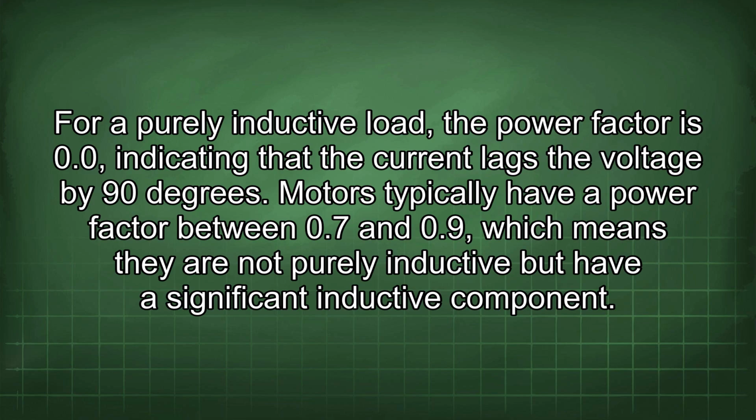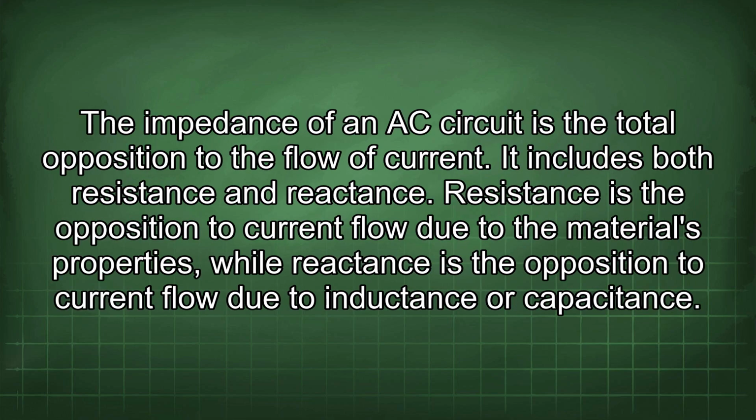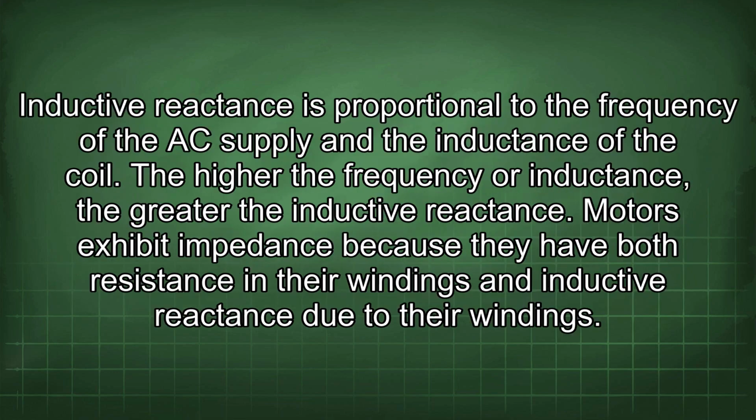The impedance of an AC circuit is the total opposition to the flow of current. It includes both resistance and reactance. Resistance is the opposition to current flow due to the material's properties, while reactance is the opposition to current flow due to inductance or capacitance. Inductive reactance is proportional to the frequency of the AC supply and the inductance of the coil. The higher the frequency or inductance, the greater the inductive reactance.